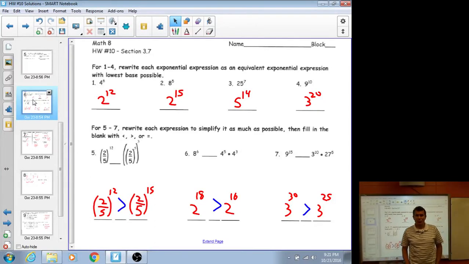All right, we're looking at homework number 10, solutions. I'm going to scroll through the answers quick. You can pause it as you need. Then I will explain them.